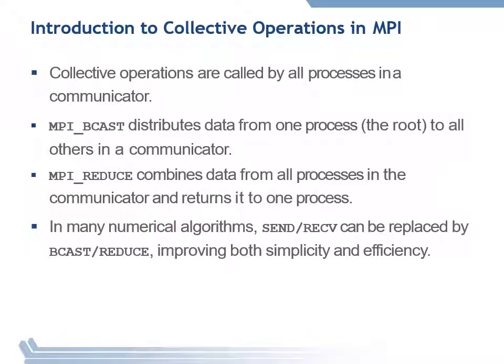Introduction to collective operations in MPI. Collective operations are called by all processes in a communicator. MPI_Bcast distributes data from one process to all the others in the communicator. MPI_Reduce can be used to combine data from all processes in the communicator and return it to one specific process. Also, in many numerical algorithms, send or receive can be replaced by bcast or reduce, which greatly improves simplicity and efficiency as well.